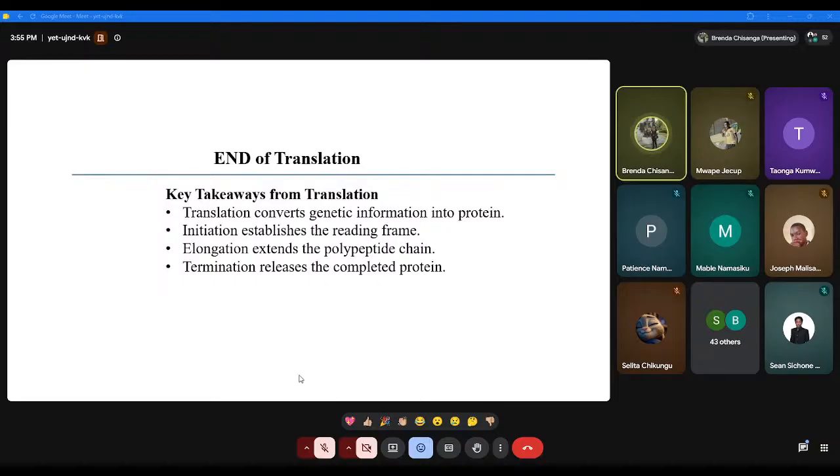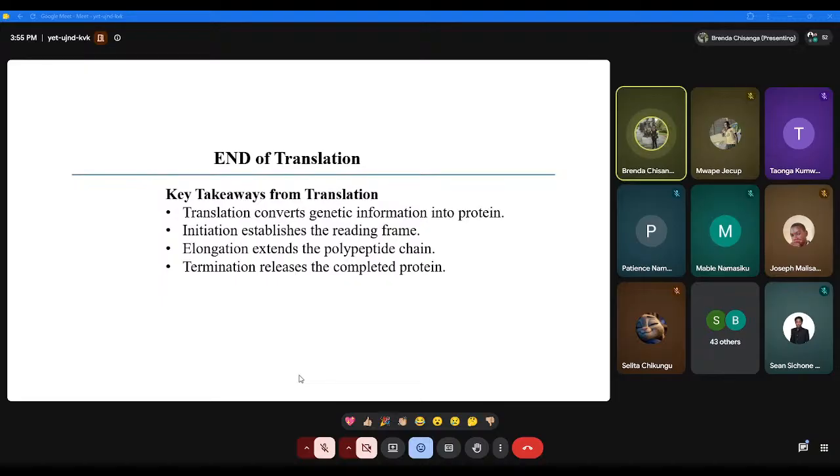What are some of the take-home messages? Translation just converts the genetic information into a protein. And it's important for us to understand that in translation, you're not converting all the information that is found in the nucleus, that's the DNA, no. You're only getting a segment of DNA, which we refer to as a gene. So what happens is that the segment of DNA we're referring to as a gene was first taken into mRNA and finally into a protein.